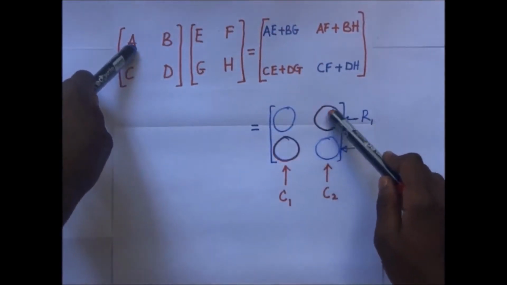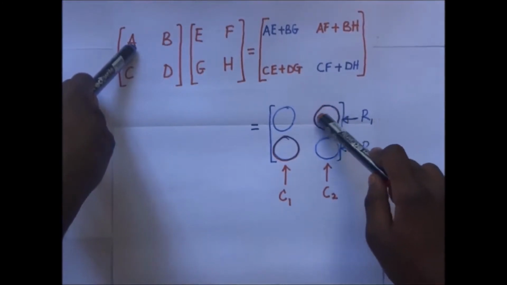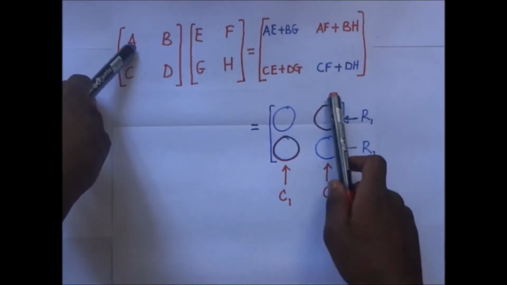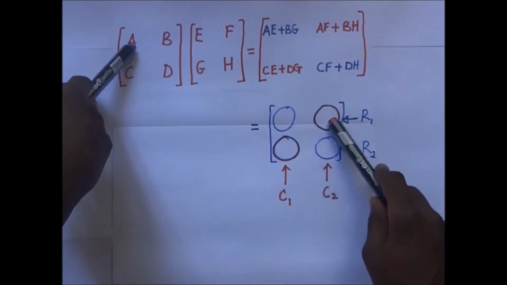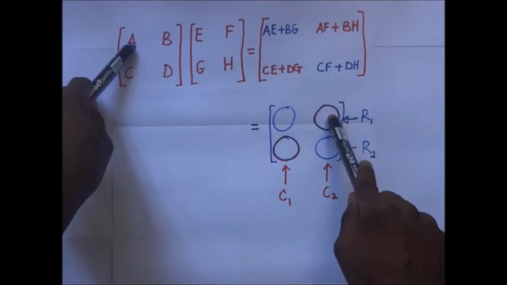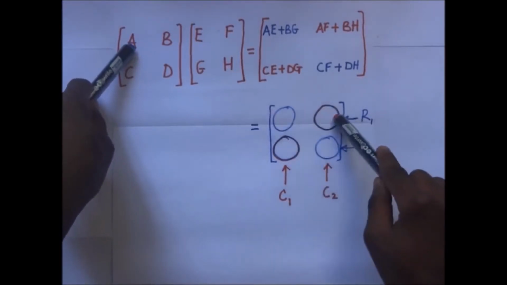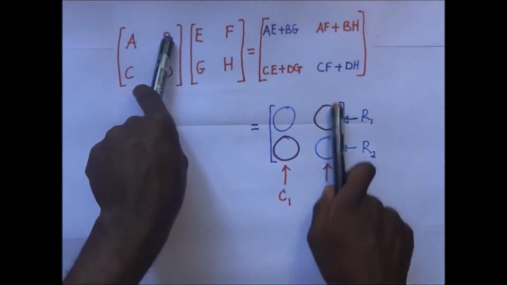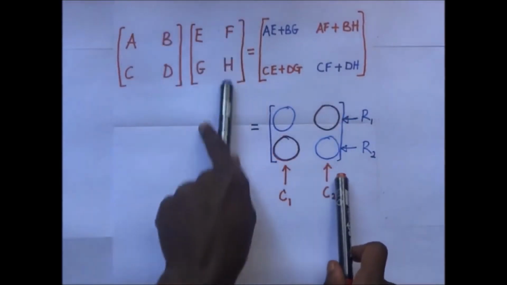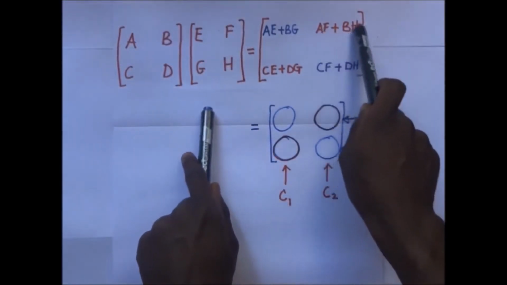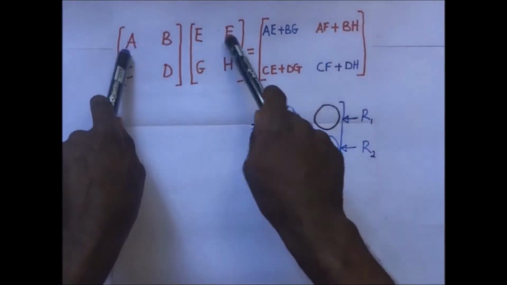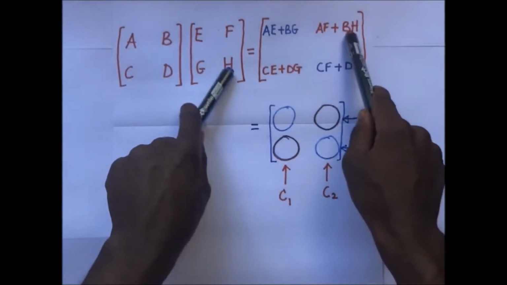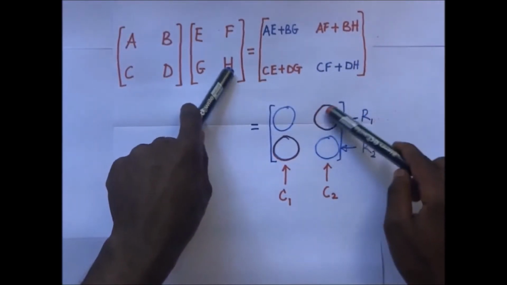How do we get this other answer? If you look at the position of this element, it is in the top row and on the right hand column. So it means that for us to get this answer, we need to multiply the top row by the right hand column. So that is why in our working here, it is A times F, plus B times H, and we're able to get this answer.